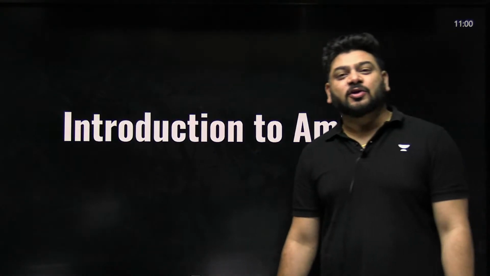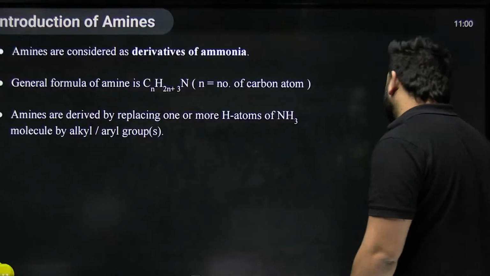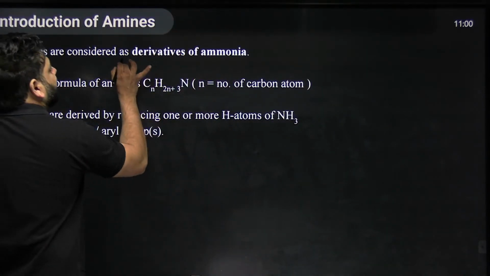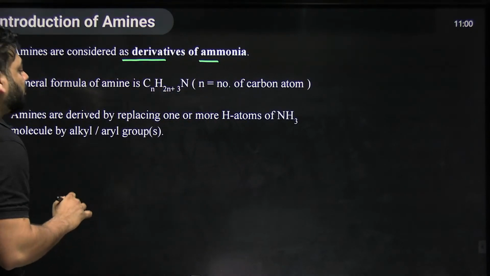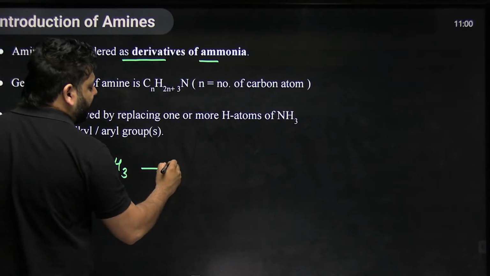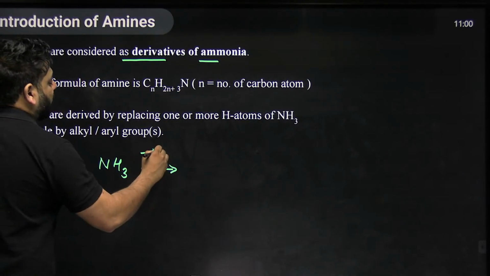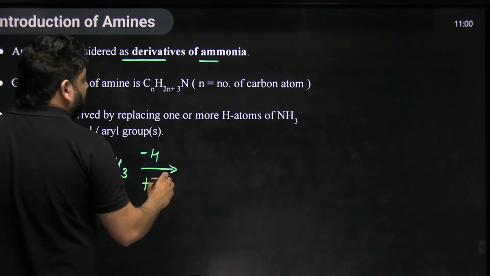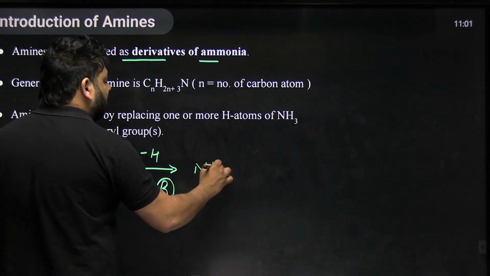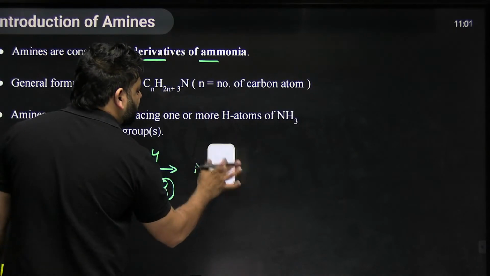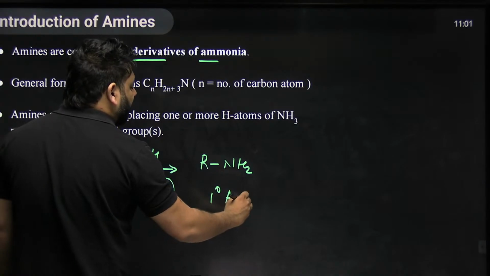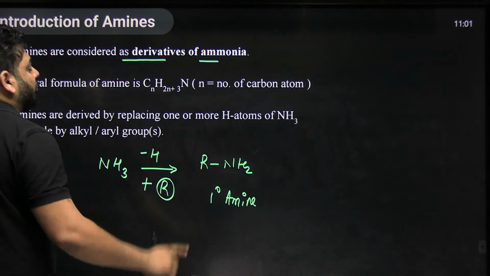So let us introduce amines first of all. What are amines? So guys, amines are the derivatives of ammonia. Let us suppose we have a molecule of ammonia, and in this molecule, if I remove one hydrogen and add one alkyl group, this will become RNH2. This RNH2 is called a primary amine or 1 degree amine. Amine with one alkyl group.